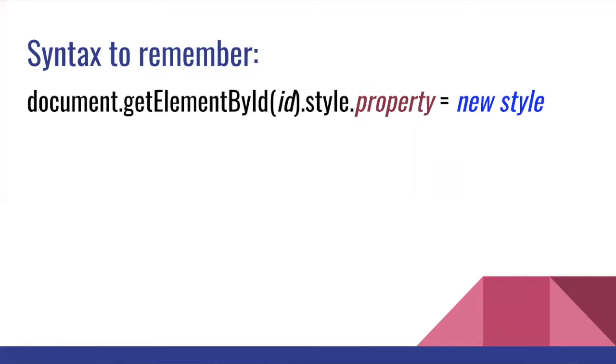So when we are manipulating CSS, the syntax that we want to remember is document.getElementById, and then you'll put the ID in the parentheses, and it's always .style.property equals new style. And these things here in red and blue are the things that I'm going to talk about, the different properties and styles that there are. So kind of the same thing though. The ID you're getting from HTML, you'll put it in there, and then that HTML ID item is what you will change the style of.